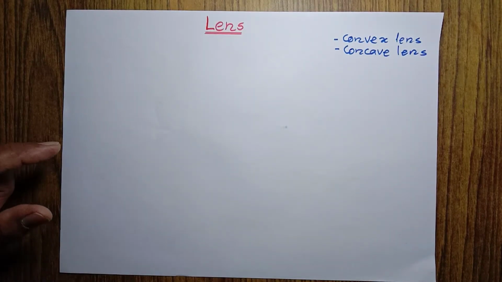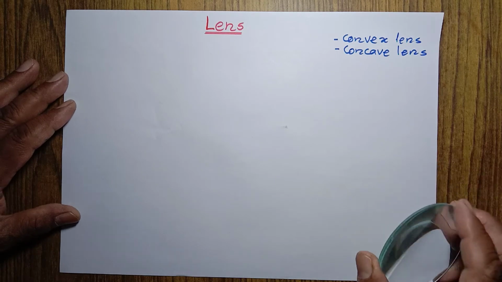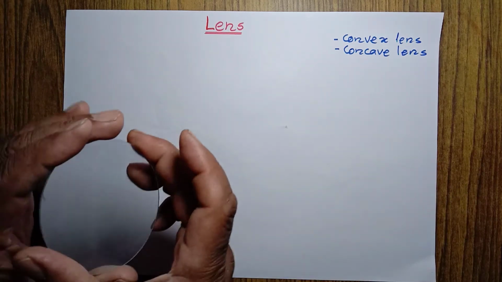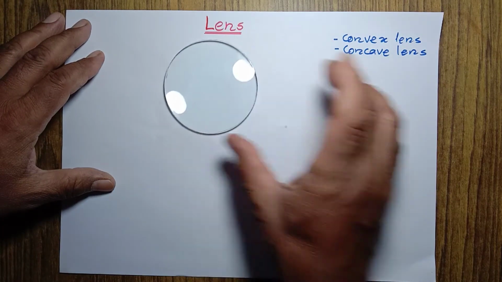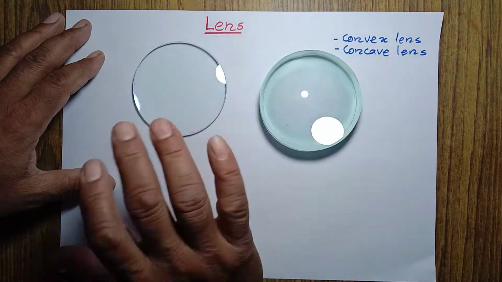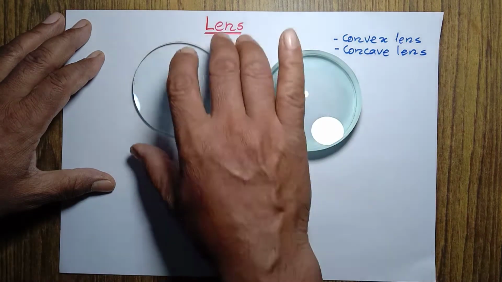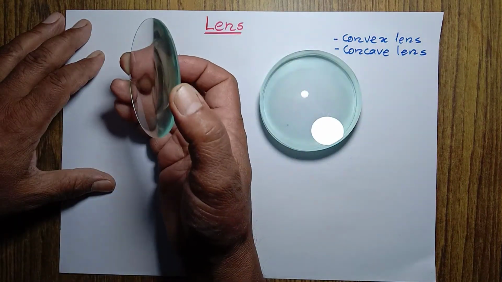Today I want to talk about lens. What is it? Before entering into its definition, I want to show you these two lenses. Look at this. These are the lenses. We may have other lenses also, but how can we define a lens?